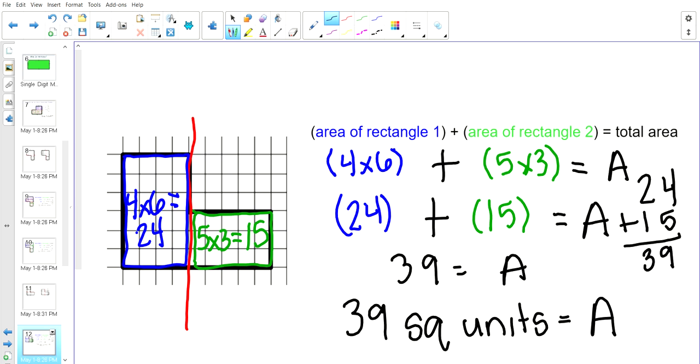our answer is correct by carefully counting all of the squares inside of the rectilinear figure. Get ready to count with me.